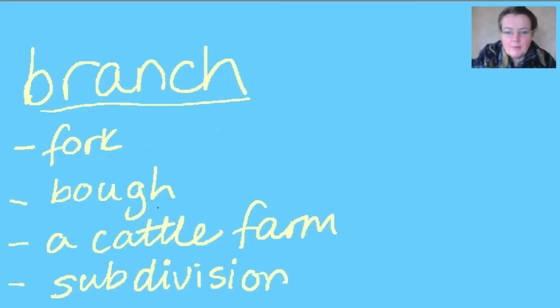Better. Now, bough. That's the kind of bough which is a branch on a tree. So you've got the main trunk and then the branches that come off. So yes, that also works.